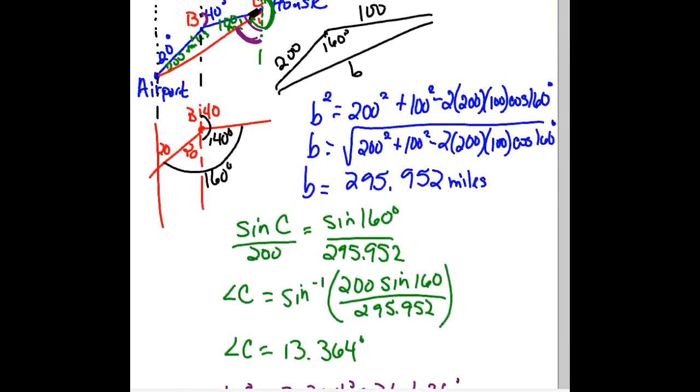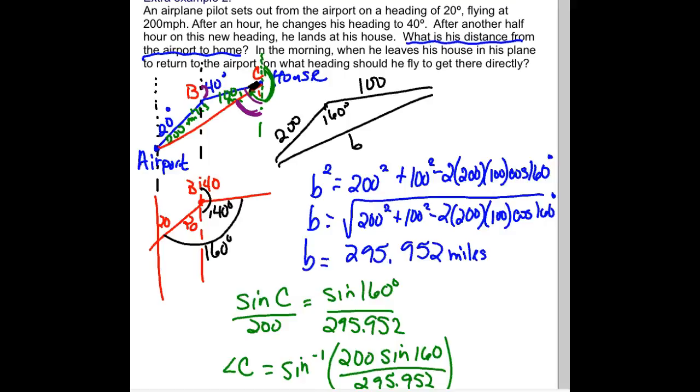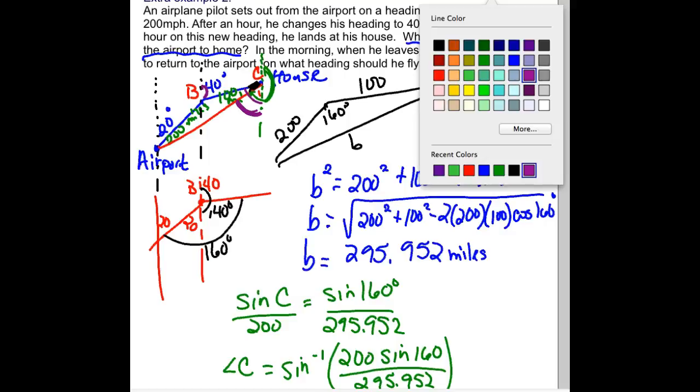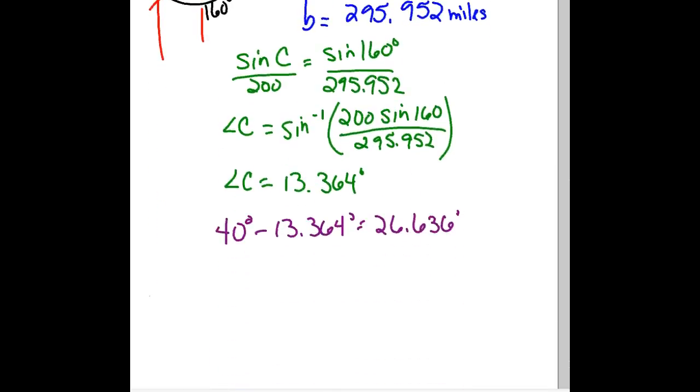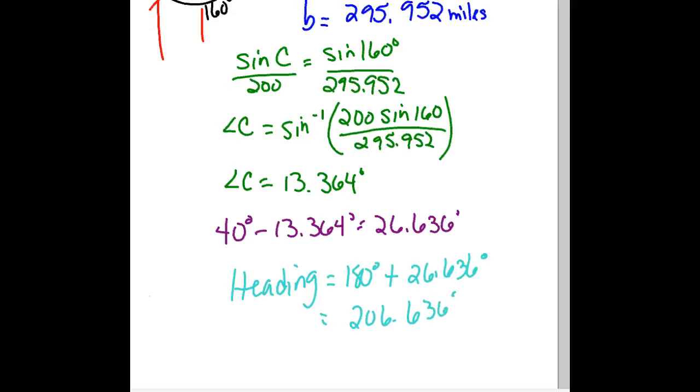And then going back, we said the angle that we're looking for is this whole thing. So we need 180 plus what we just found, the purple angle. That was 26 degrees. So our heading from the house back to the airport needs to be 180 degrees plus the extra 26.636 degrees, which gives us a total of 206.636 degrees.